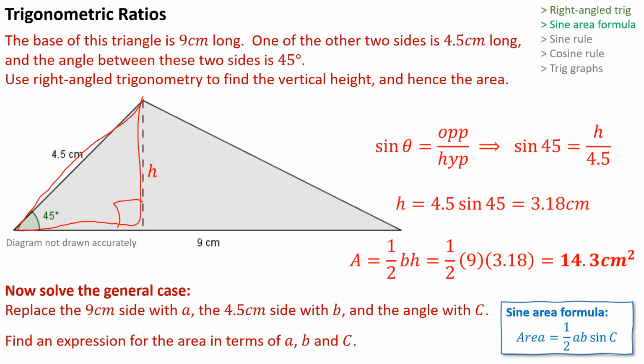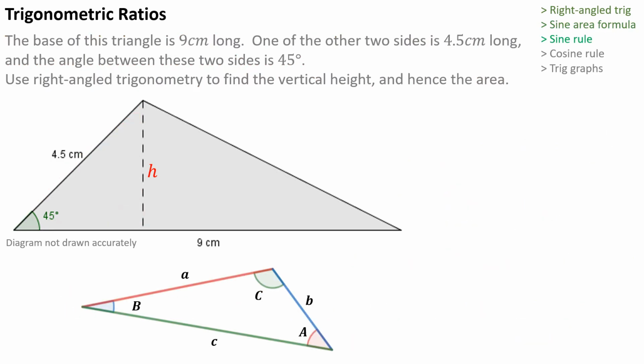Hopefully you found the sine area formula. It turns out that 4.5 and that 9 that got multiplied together, well, it wasn't just 9 times 4.5, it was 9 times 4.5 sine 45. That 3.18, that's where it came from. So we're using a half AB sine C. It's just that B sine C is equivalent to the height of the triangle. That's where this formula comes from.